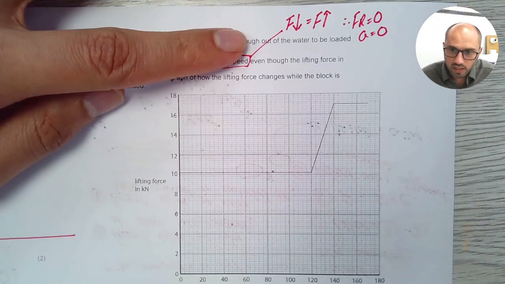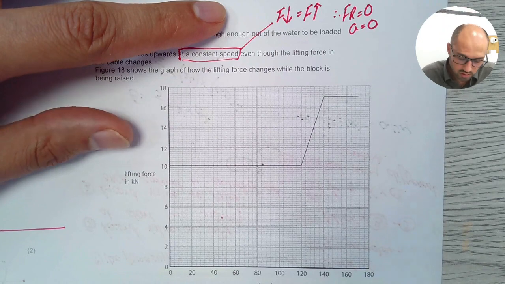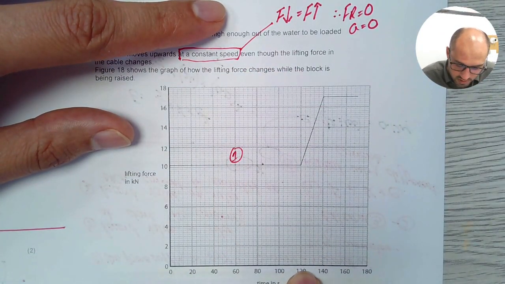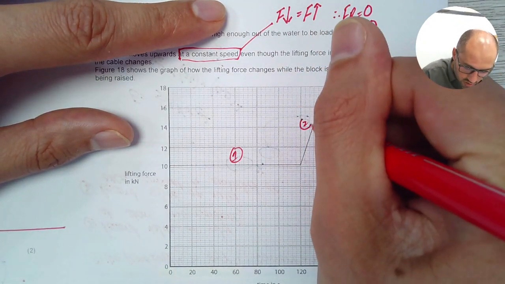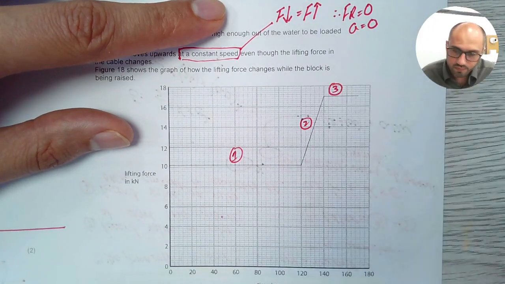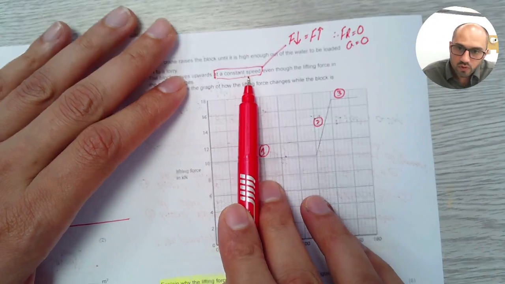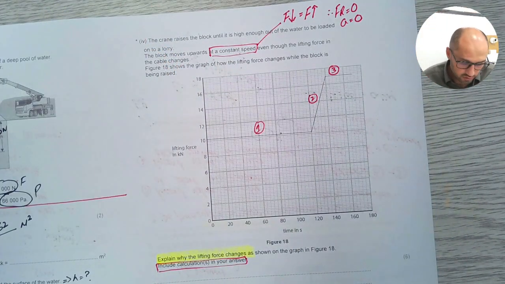So if I go back to this graph, I can divide this graph into three sections. This is section 1, starting from 0 up until 120. From 120 up until 140, this is my section 2, and from 140 onwards, this is my section 3. We've been given one piece of information, that it moves at constant speed. This means the downward force will be equal to the upward force.